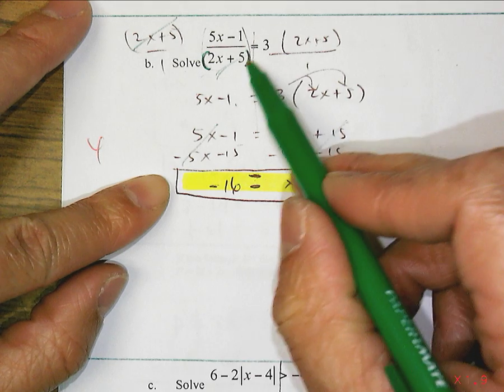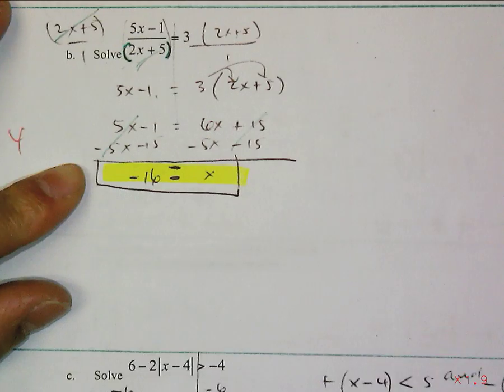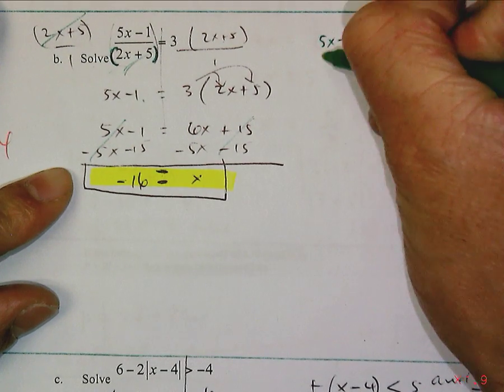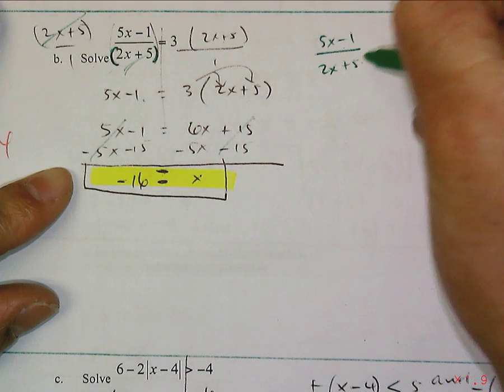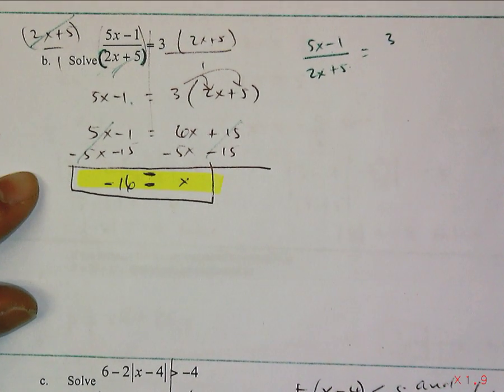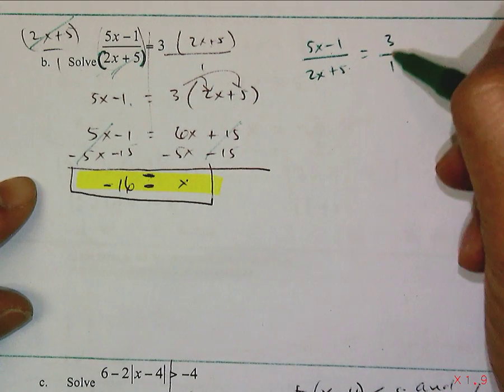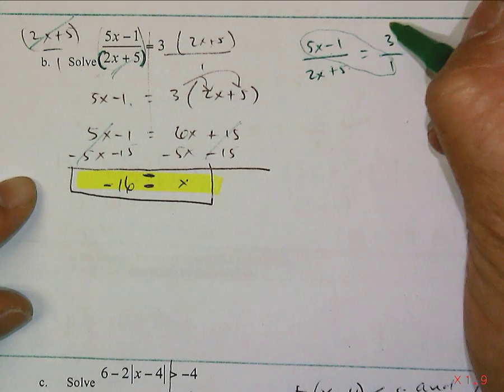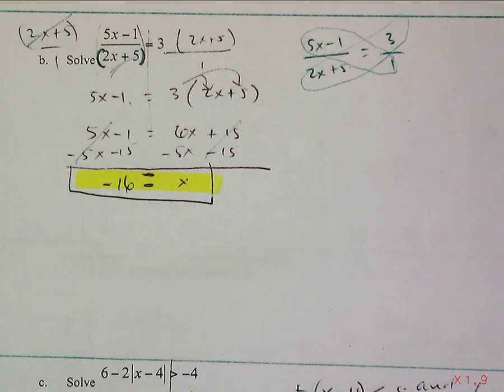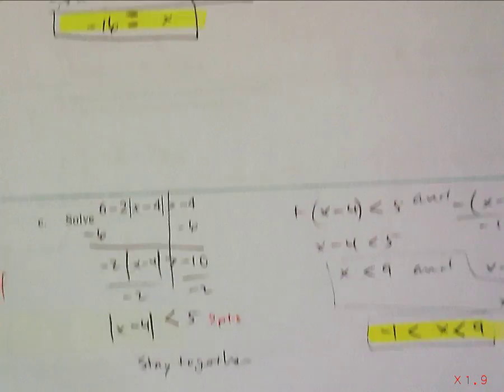Another way of solving this problem here is essentially doing 5x minus 1 over 2x plus 5 equals 3. And you just make 3 a fraction, and then you can just cross multiply here. And you have gotten the same answer.